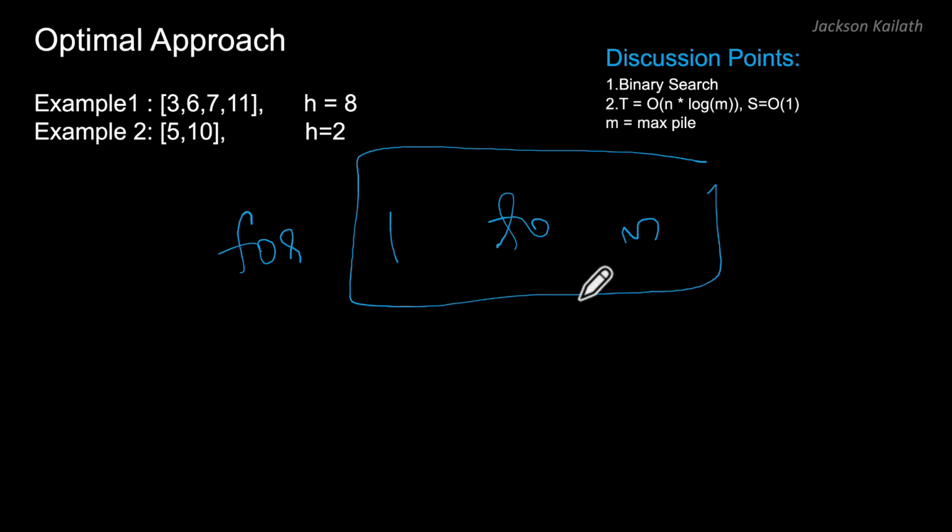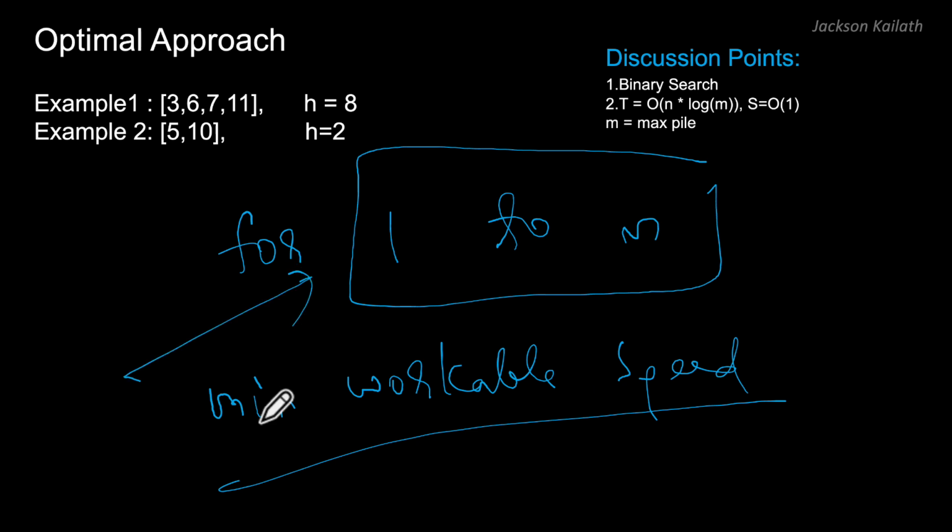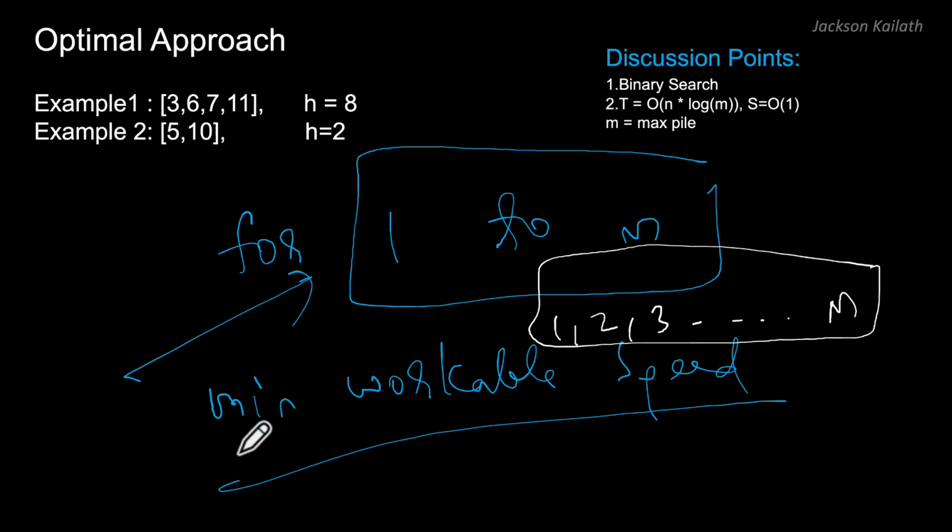Okay, so we have to identify the minimum workable speed, and we know that the minimum workable speed is in this range 1, 2, 3 etc. up to m. Okay, so let's just write that over here. So we have 1, 2, 3 etc. up to m, and in this range we have to find the minimum workable speed. And instead of just going one by one in this way and iterating over the values to find the minimum workable speed, why not use binary search to find the minimum workable speed?